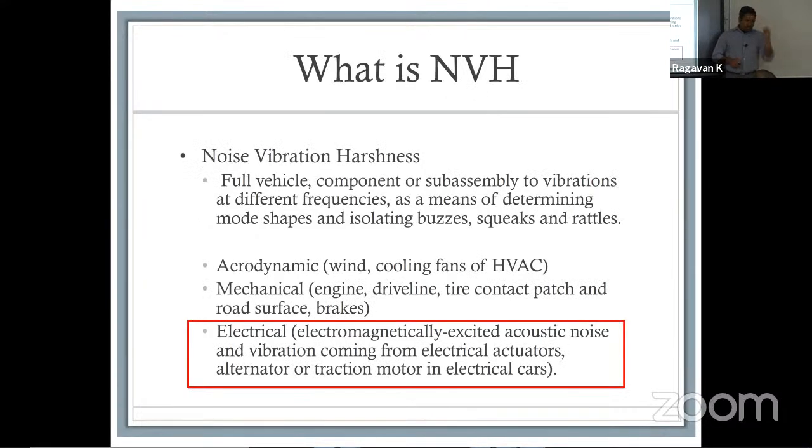So if I just start off with what we are looking at here, NVH is noise, vibration, harshness. You might have heard of it before. You might have come across this in your design courses. But NVH basically is evaluated in terms of different components, right?